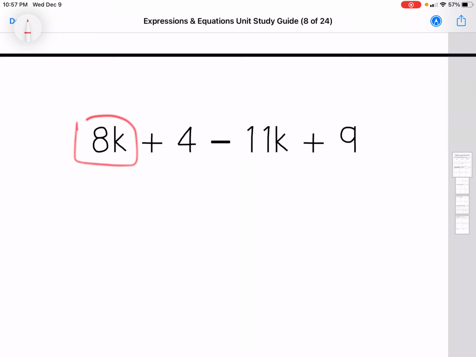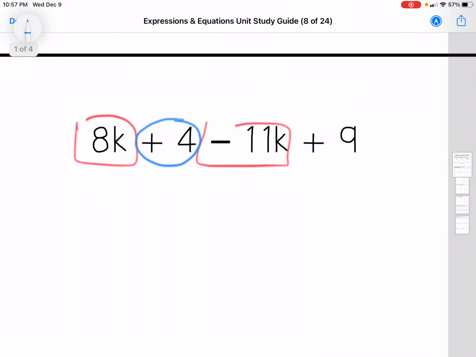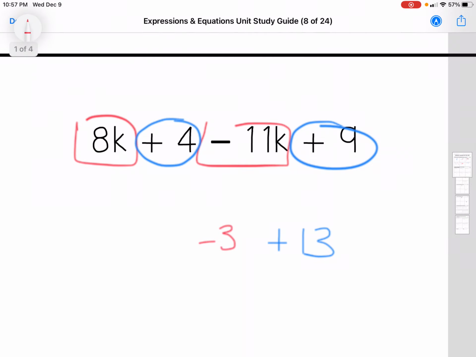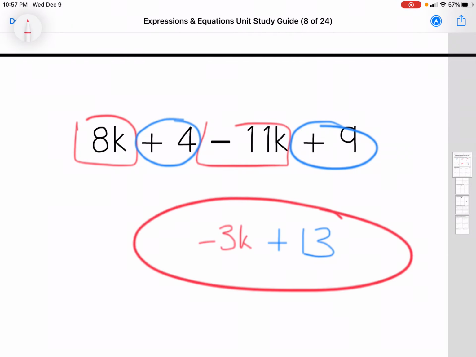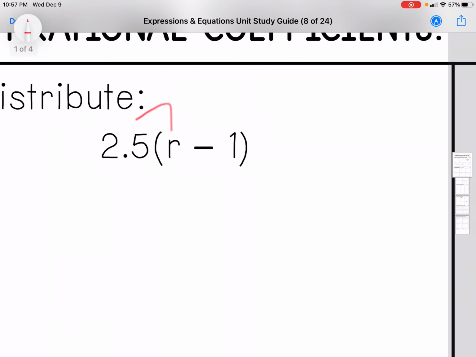Like terms, the k's, and then the regular numbers. Okay, 4 plus 9 is 13. 8 minus 11 is -3k. That's it. Okay. All right, number 7, distribute.